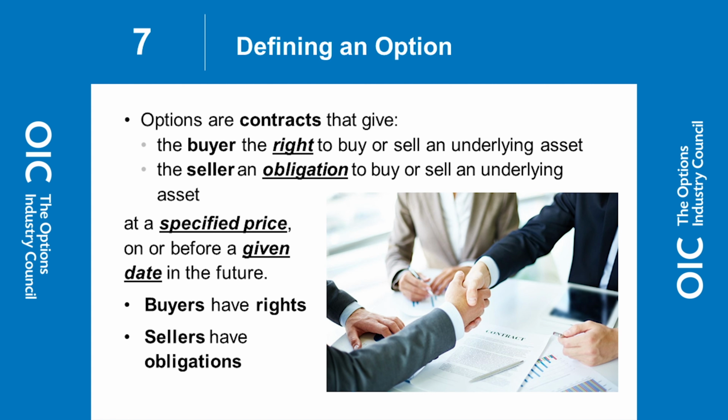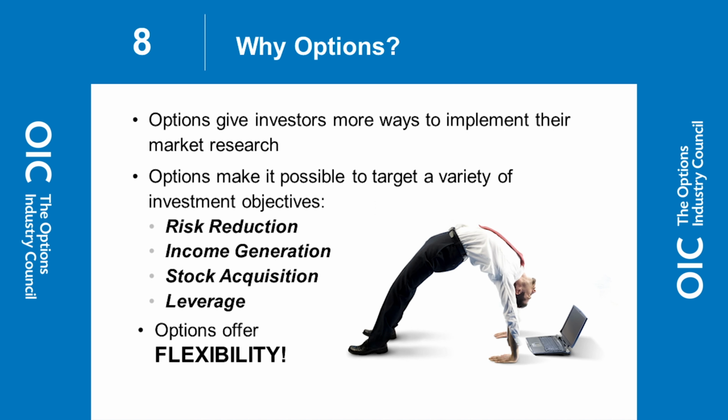Now, why would we use options? Simply put, and we talked about this a little bit earlier when we did our outline, options give us more ways to implement our market research. Without options, we could do one of 2 things when it comes to investing. We can buy stock and hope it goes up, or we can sell stock short and hope it goes down. But that's really about it. Those are our only 2 choices. If the stock doesn't go anywhere, well, we don't make any money.